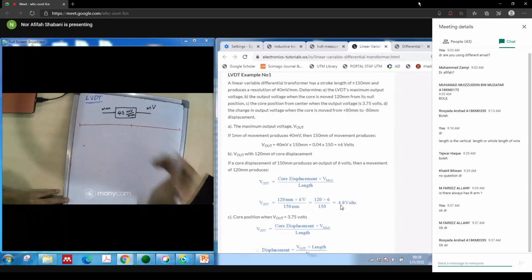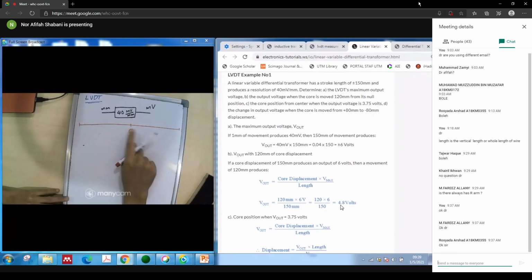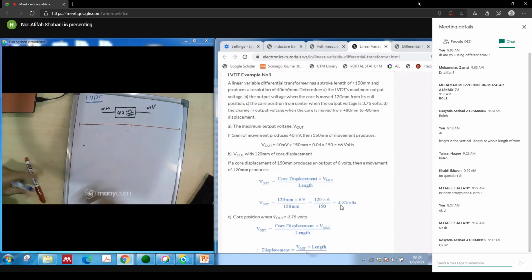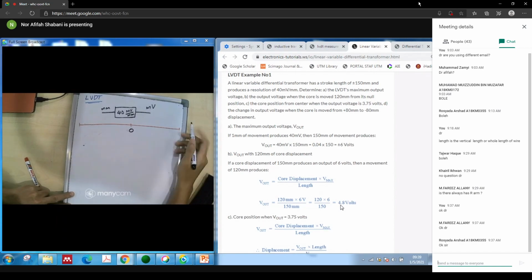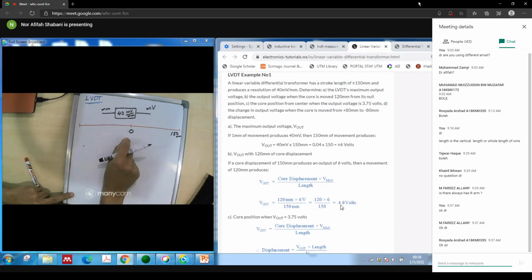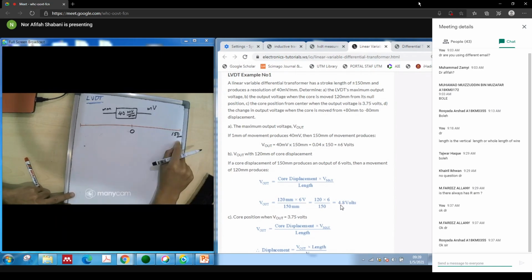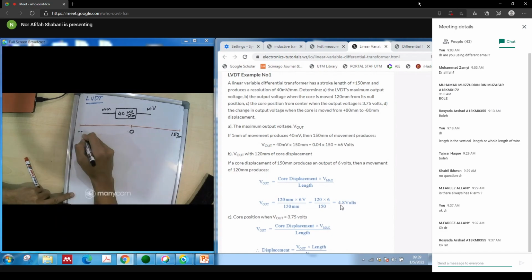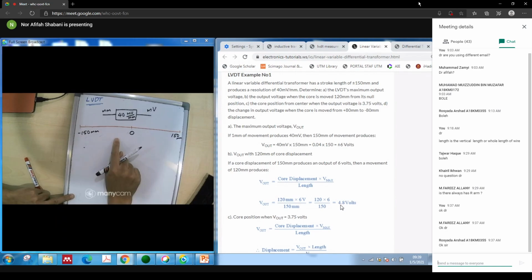Okay, so let's look. First of all, this is your starting point, from zero, and then it can go up to 150 millimeter here. Of course, the core can go right for 150 millimeter, and also it can go left for minus 150 millimeter. Do you understand about it?